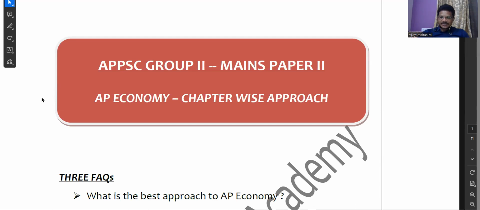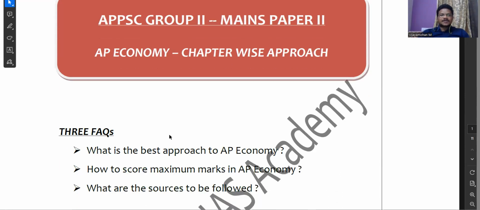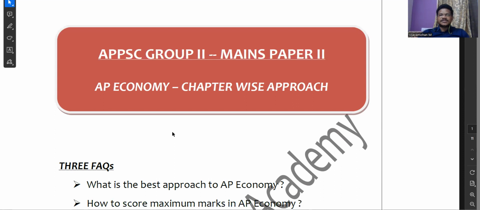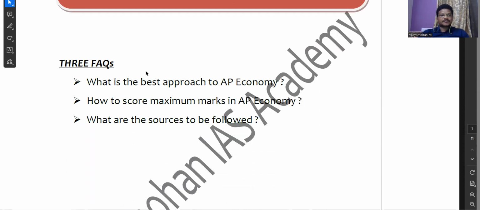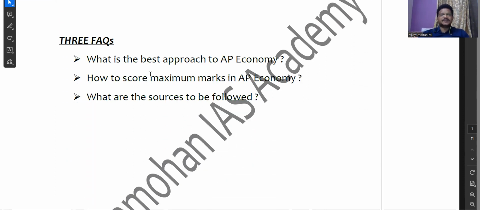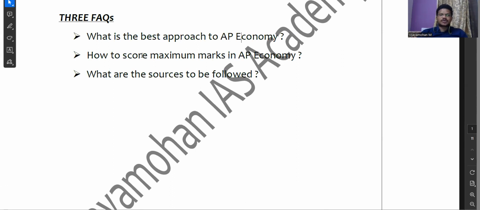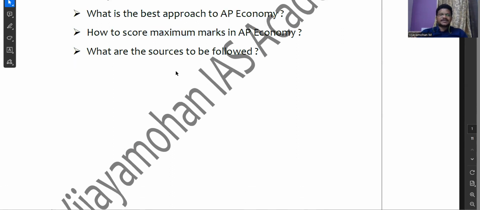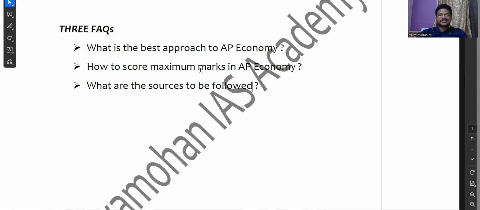Okay, so basically, before going into the chapter, let me first tell you about the 3 important FAQs. The 3 important FAQs that aspirants ask most are: what is the best approach to AP economy, how to score maximum marks in the AP economy, and what are the sources to be followed. These are the basic 3 frequently asked questions by the Group 2 aspirants.